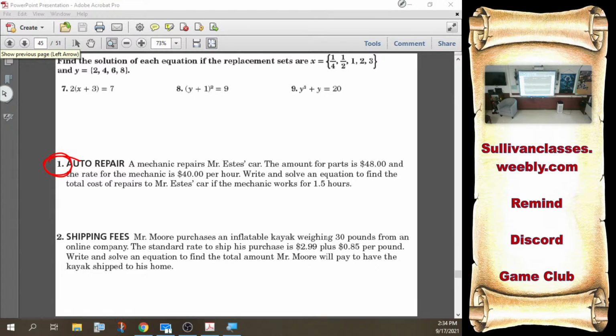Just do X. I don't know the hours yet. 1.5. No, this is the equation. Exactly what you said. You don't know this until the end of it. So that's your variable. Already. That's it. You're overthinking this thing right now. Okay. You got to pay $48 no matter what. That's parts. And then it's $40 an hour. What if this doesn't exist?